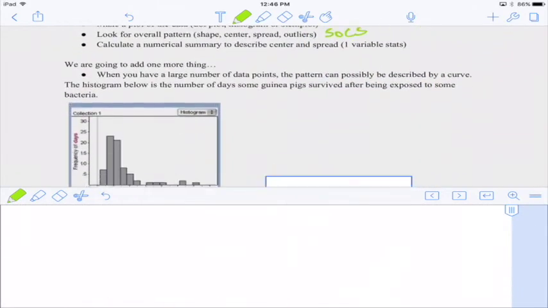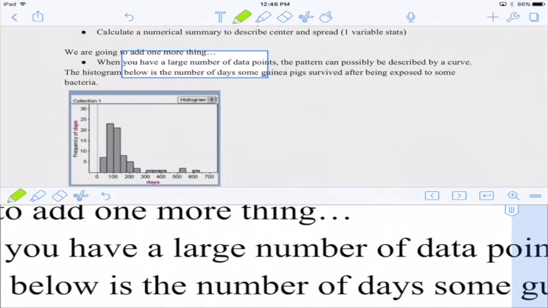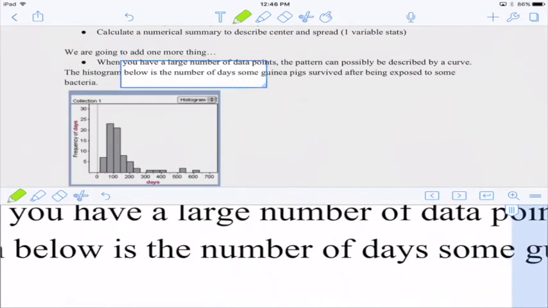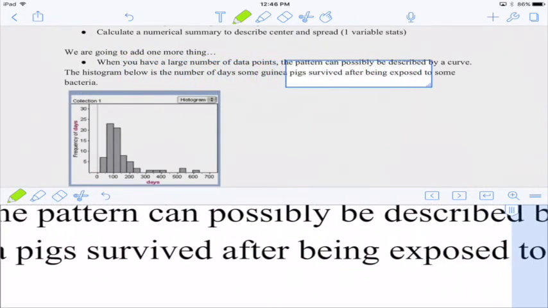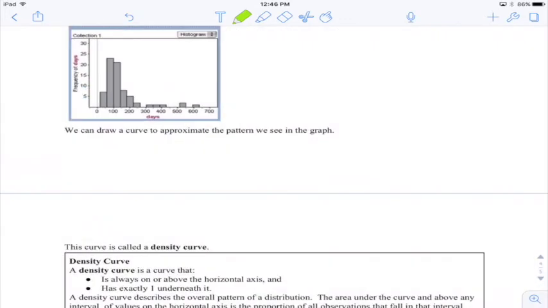Now we're going to add something. When you have a large number of data points, the pattern can possibly be described by a curve. This is what we're going to do a lot. So the histogram below is the number of days some guinea pigs survived after being exposed to some bacteria. So we could draw a curve to approximate the pattern we see in the graph. And we get that density curve so that we could kind of estimate it if there was more and more data points. The more points of data we have, the closer it would fit to that curve, and it will also help us see a lot of different things.